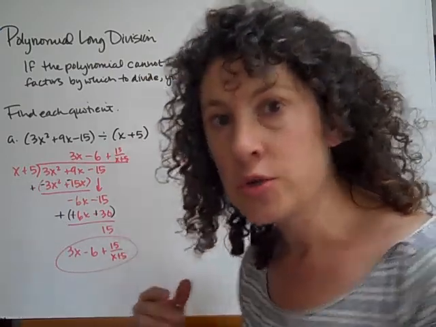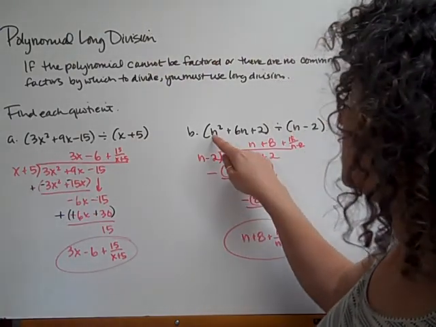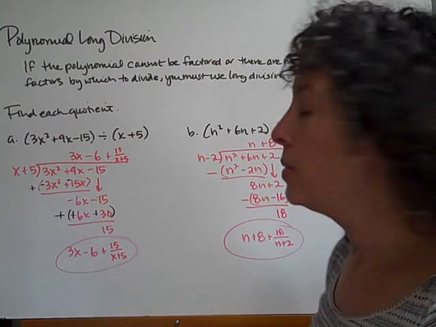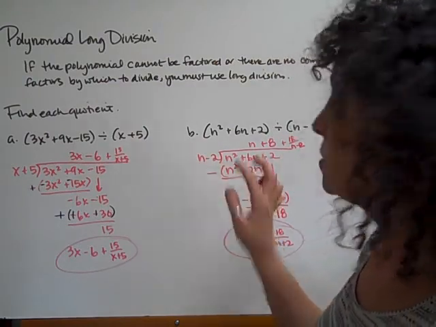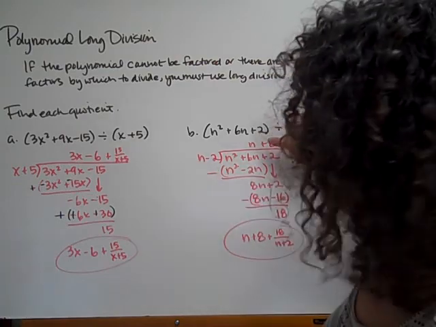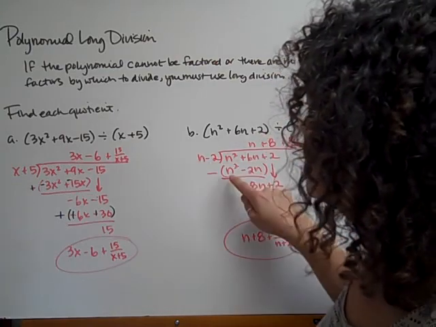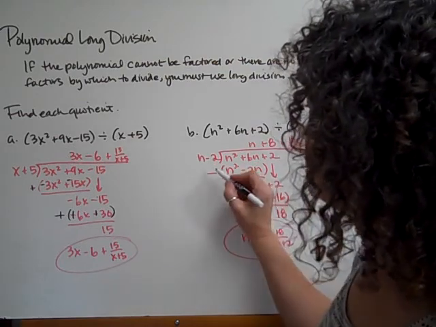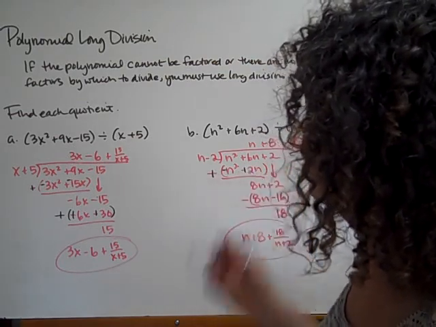Long division. Let's try another one. I'm going to again take my dividend, put that inside the box. My divisor, put it outside the box. I've got a binomial here, so I'm starting there. I'm going to take the n squared divided by n, which is n. So I bring an n up to the top. n times n is n squared. n times negative 2 gives me negative 2n. I'm going to subtract here. I'm going to change this to adding the opposite so I can remember what I'm doing.